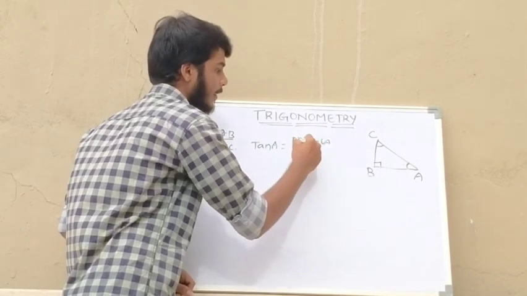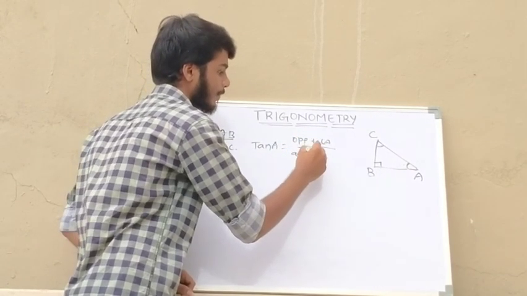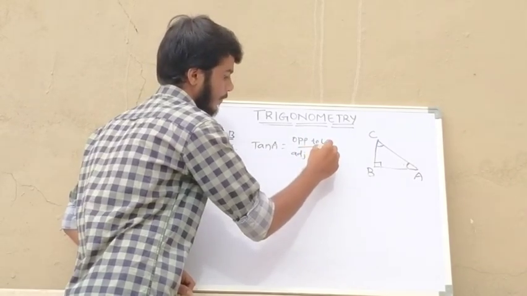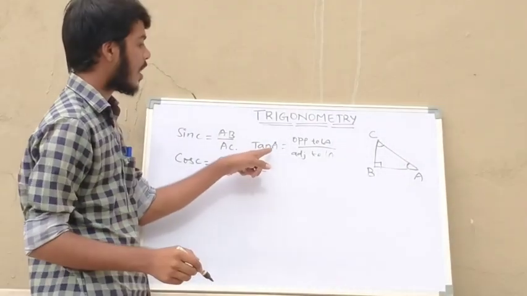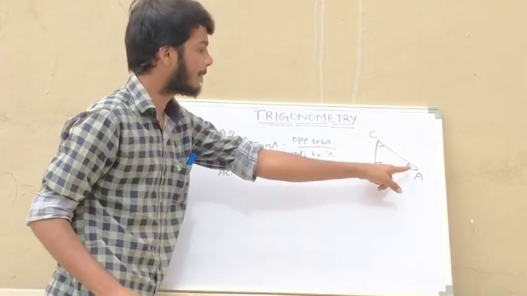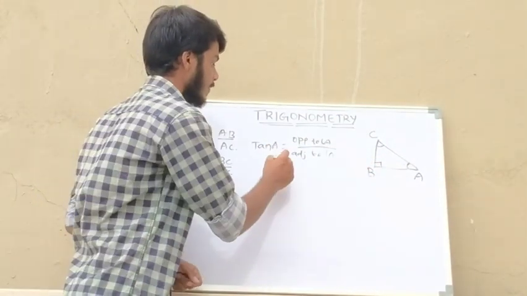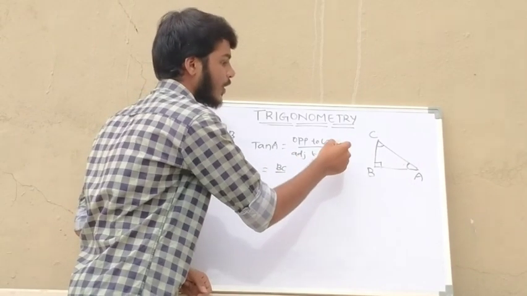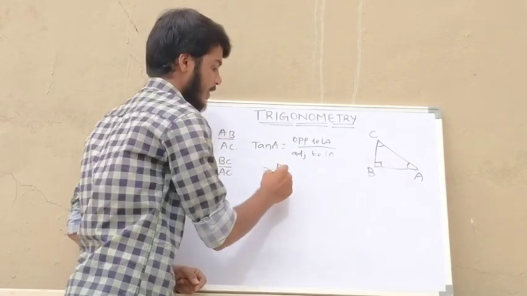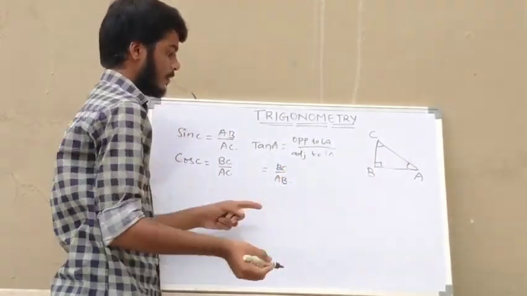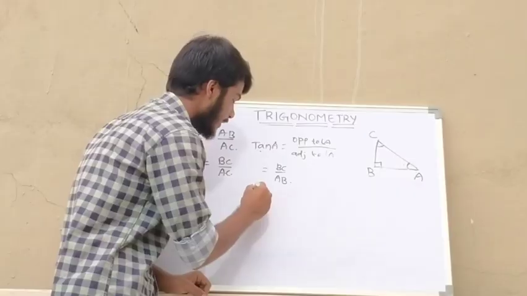So tan of an angle A can be written as side opposite to angle A by side adjacent to angle A. So it is nothing but opposite to angle A, opposite is BC, by adjacent to angle A. Adjacent is here, comes from the down, AB.